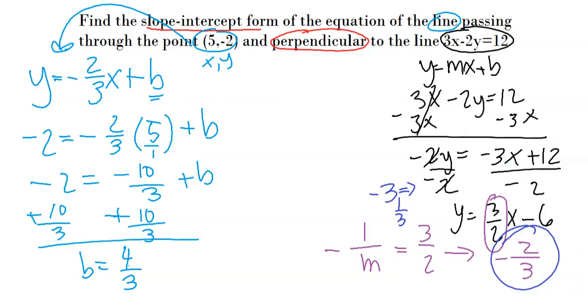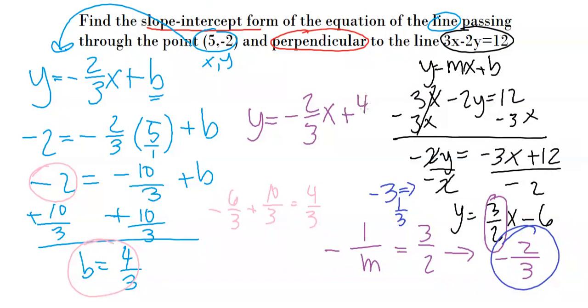And how we're able to do that is by changing the -2 into the denominator of 3. So that's going to be -6/3 + 10/3, which is equal to 4/3. And that's how we get b equal to 4/3. So our final equation is going to be y = -2/3 x + 4/3.